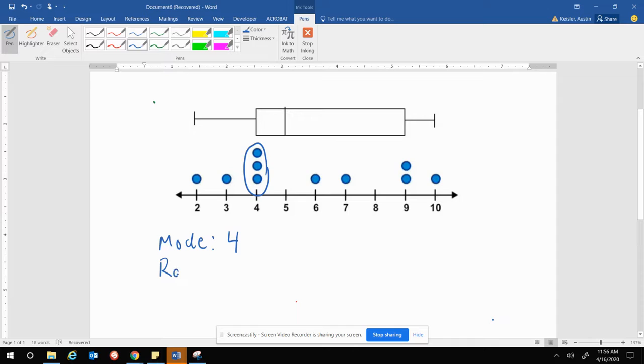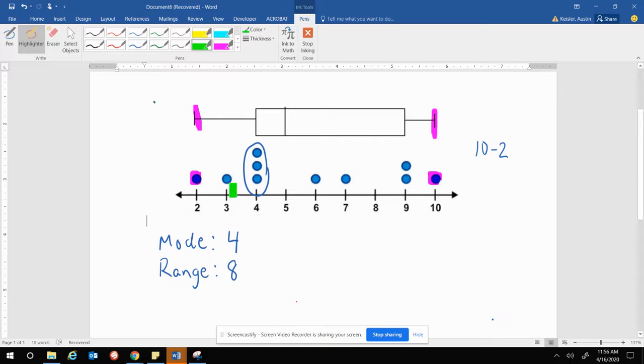I'm going to do range next because that's the next easiest one. For range, you can choose whether you want to do it on a dot plot or a box and whisker plot. They're going to be the exact same. I can see right here that my biggest and smallest numbers are 2 and 10. It's the exact same thing on my box and whisker plot. I know that range is the biggest number minus the smallest, so 10 minus 2 is 8. So that's my range.